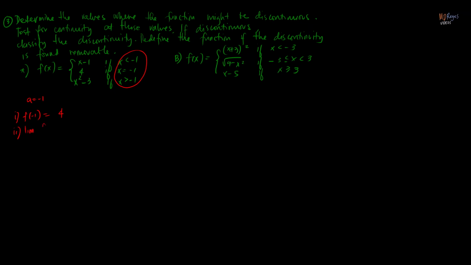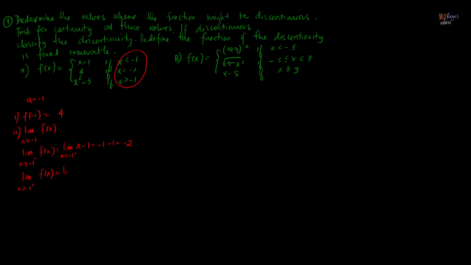In the second condition, we want to check whether or not the limit of f of x as x approaches -1 exists. So we have to check the limit of the function as x approaches -1 from the left, and also from the right. When x approaches -1 from the left, it means x is a number close to -1 but less than -1. So we check the limit of x minus 1, the first function, as x approaches -1 from the left. Substituting -1 for x, we have -1 minus 1, which is -2.